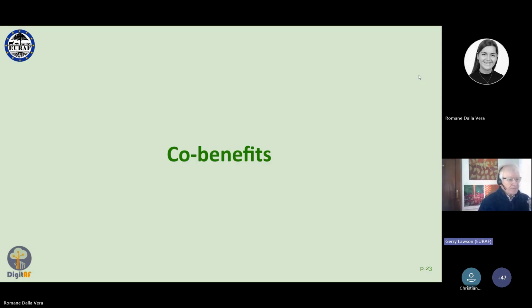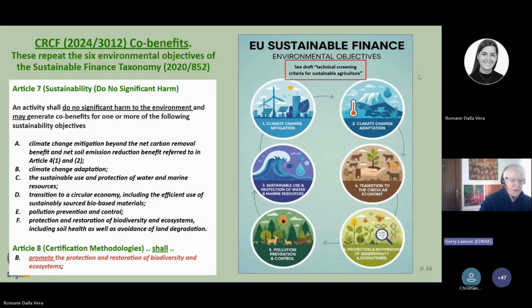So co-benefits. One of the things that the current regulation says is that all carbon farming projects have to demonstrate no significant harm to the environment, and they have to do it in 6 areas. Those are the 6 areas there.